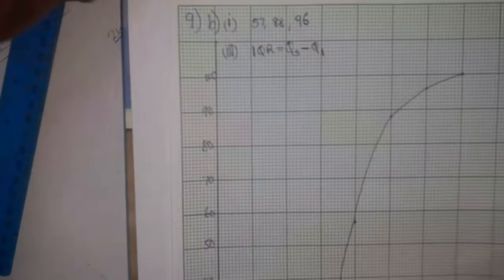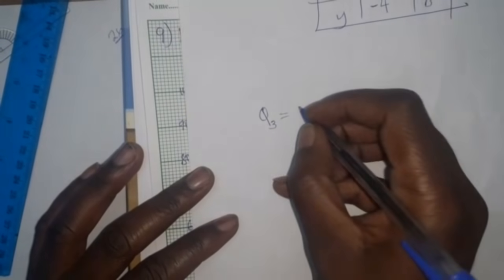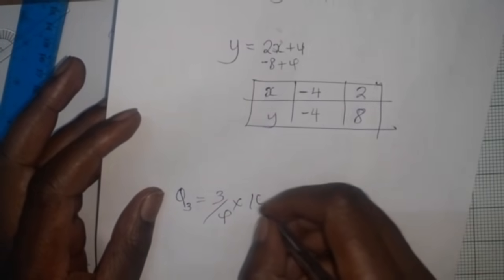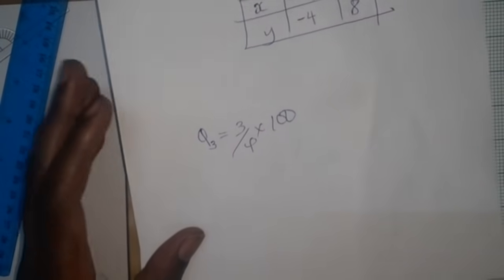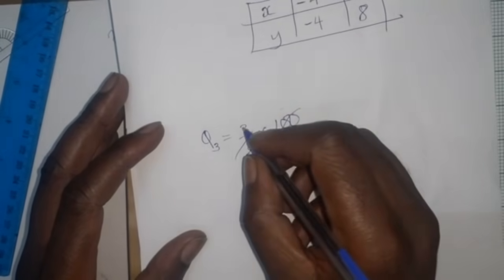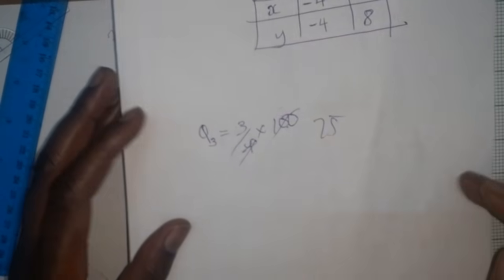Okay, so how do we find the upper quartile? So the upper quartile here is equal to 3 over 4 multiplied by the total frequency here, which is 100. What do we get? This is 25. Yes, 25 multiplied by 3, we're going to get 75.